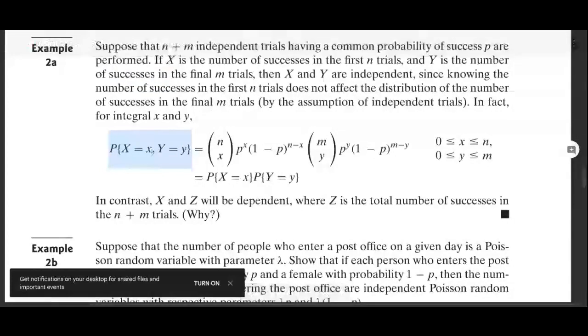probability of X equals little x, Y equals little y, will be N choose x, probability of success to the x, x successes, and N minus x failures for the first N trials, times for the M trials, M choose y, y successes, and M minus y failures, where x goes from 0 to N, y goes from 0 to M. So that's the probability of X multiplied by the probability of Y.